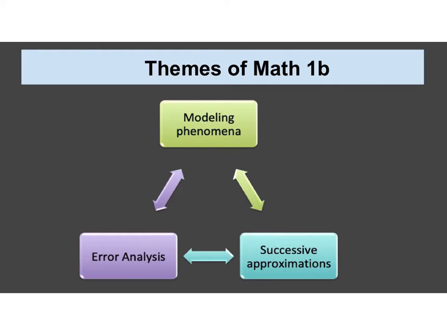Math 1B involves modeling phenomena in the world around us. That world is complex, so our models involve successive approximations. We analyze our errors, make better approximations, and see how our model reflects and predicts the real-world phenomena in which we're interested.